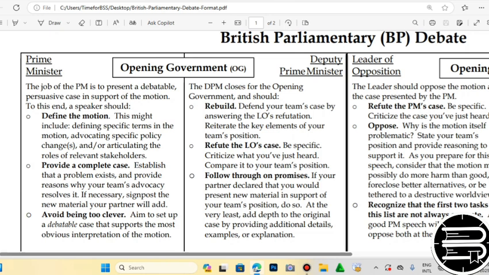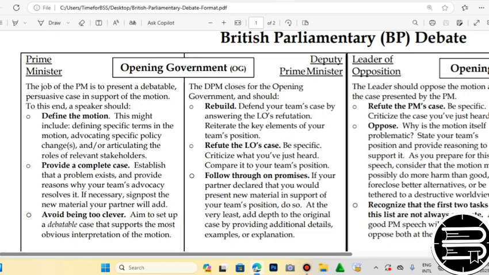We'll be expecting the Prime Minister to say now, I support public schools because they have a better education, they are affordable, they have the people at heart, all those other relevant points. Then also the other thing that this should do is, if necessary, signpost new material your partner will add. So as the Prime Minister, we're expecting you to flag some of your points, then leave them unexplained so that you leave room for your Deputy Prime Minister to come and explain those points.